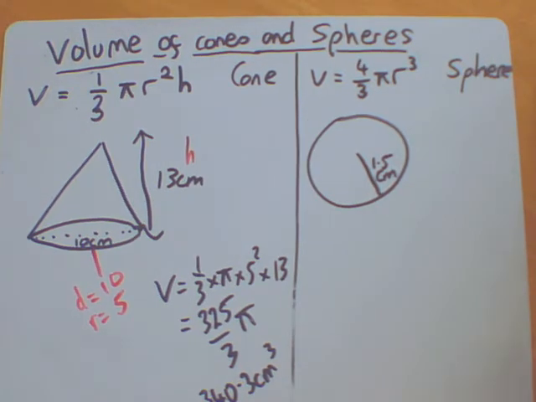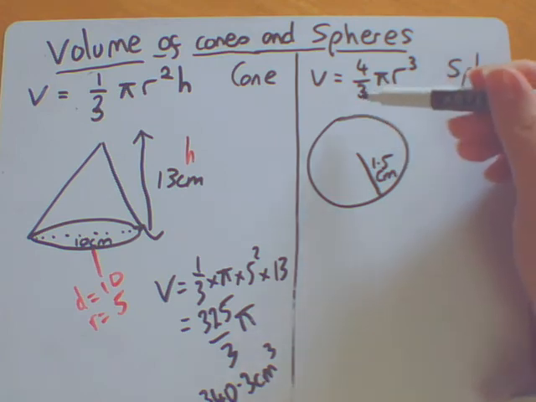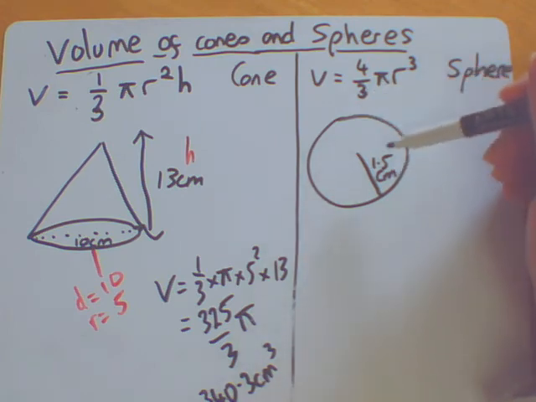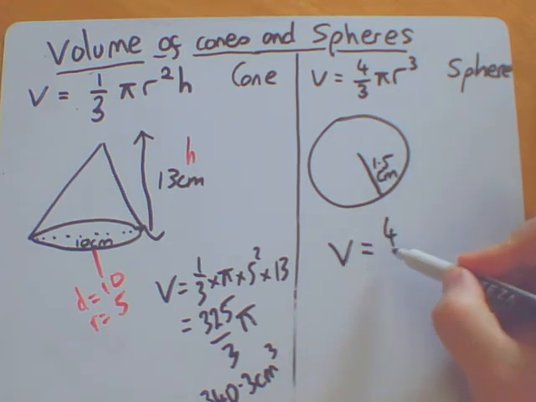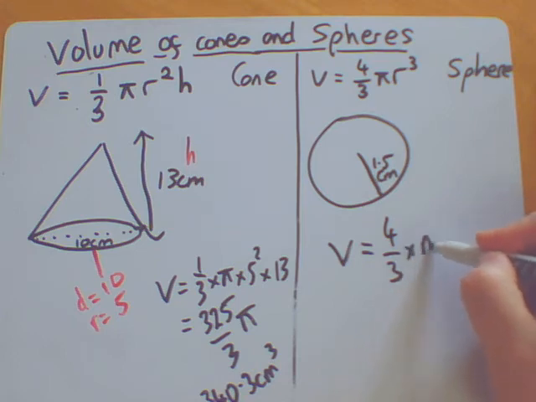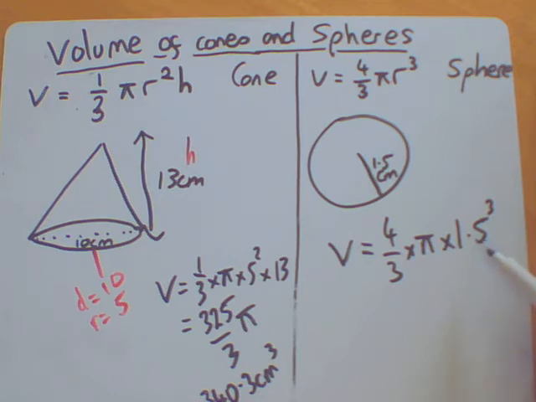I've been given the radius this time, so again, if you were given the diameter, make sure you're halving it before you start using it, but we've got the radius this time, so life is easy. So in this case, we've got 4 over 3 times pi times 1.5 cubed. Now, a big clue here is because this is a decimal, the chances are you're going to want this in a decimal format at the end.